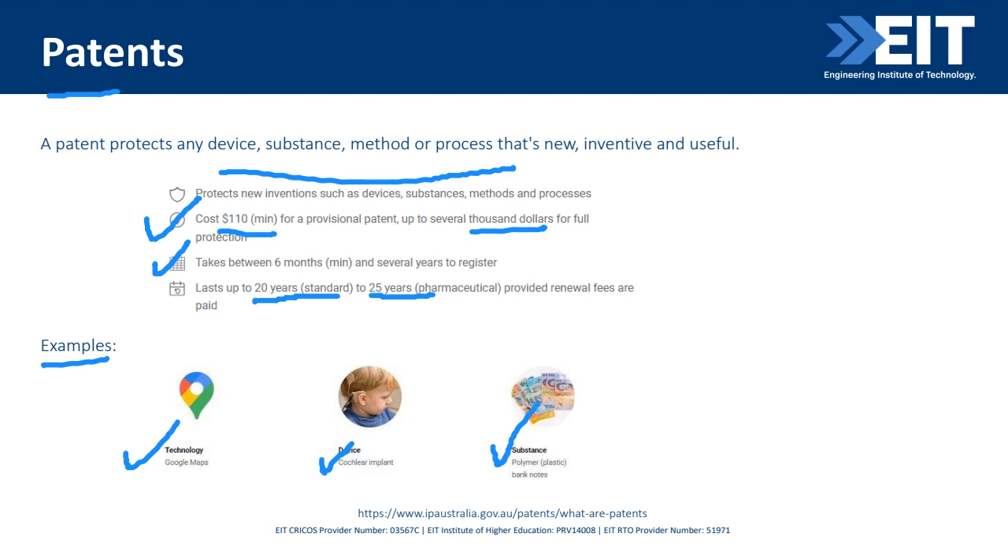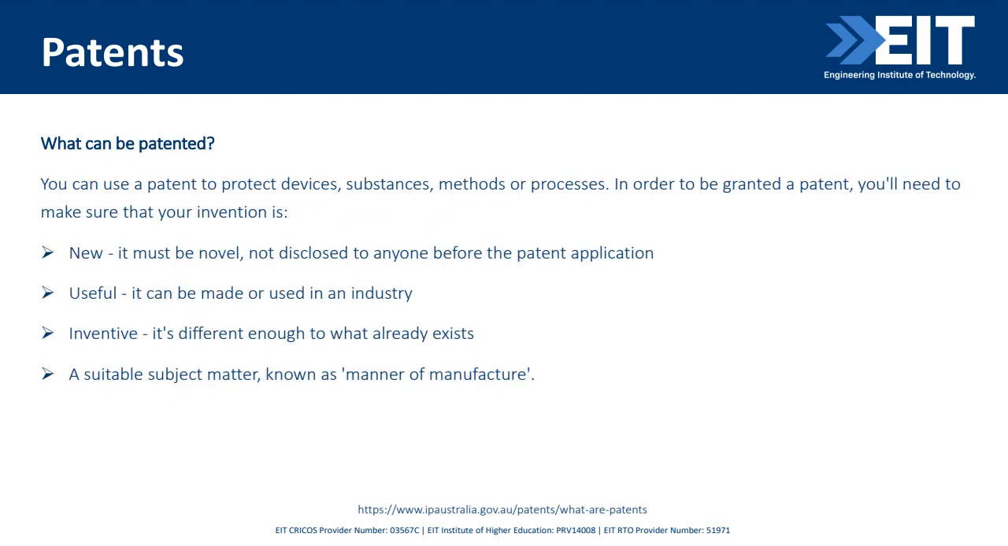Now, let's discuss what can be patented. So, as I mentioned, any device, substance, method, or process can be protected. But again, there are a few other aspects that we need to consider. So, in order to be granted a patent, we need to make sure that the invention is new. It must be novel. It should not be disclosed to anyone before the application. Now, this is really, really important when it comes to disclosing to anyone. Unless you have filed your patent application, you shouldn't be disclosing. Or if you need to discuss, you have some other options like a non-disclosure agreement or something like that.